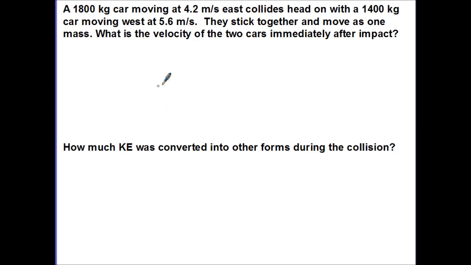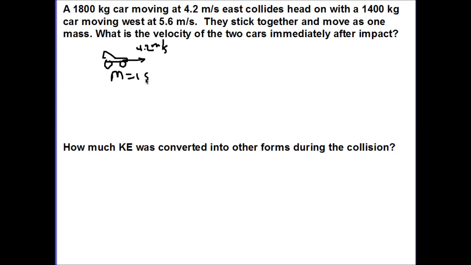Now I have a variety of examples I want to go through with you. These are just showing you how to use the conservation of momentum equations, and also how to look at conservation of kinetic energy if we actually had an elastic collision. So let's go ahead and draw a quick picture here. A 1,800 kilogram car moving 4.2 meters per second towards the east. So it's moving this way at 4.2 meters per second, and it's 1,800 kilograms. From that we can determine the object's momentum.